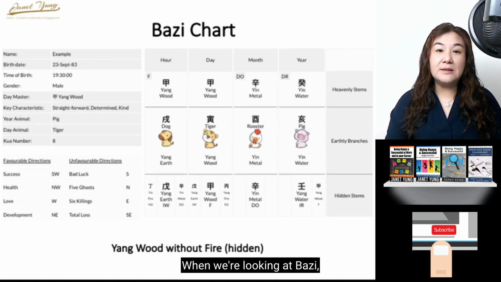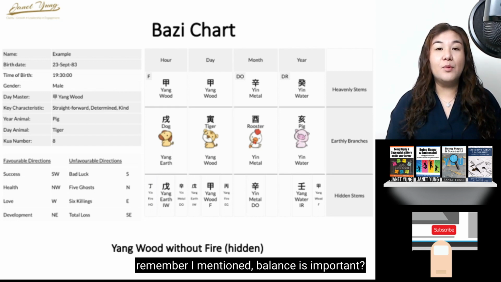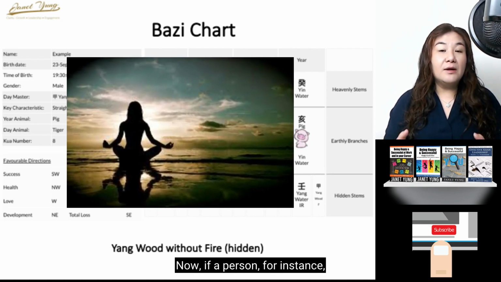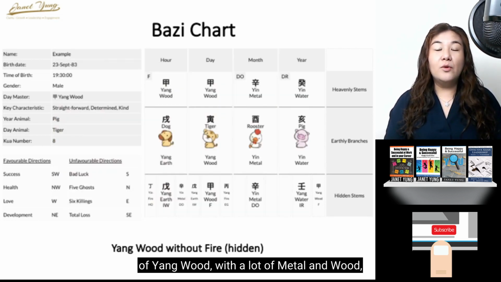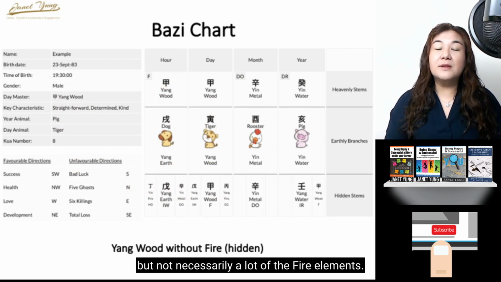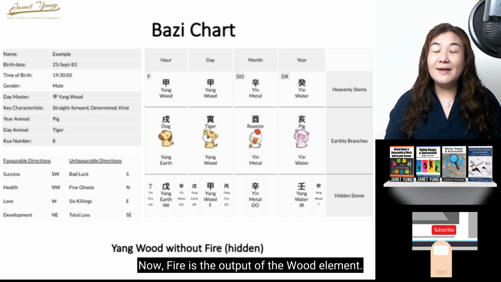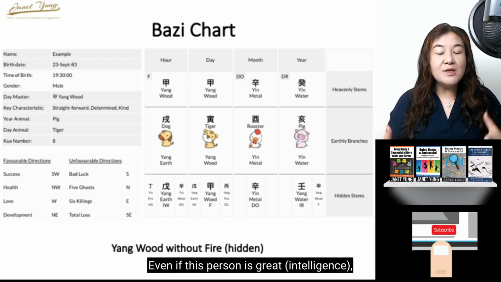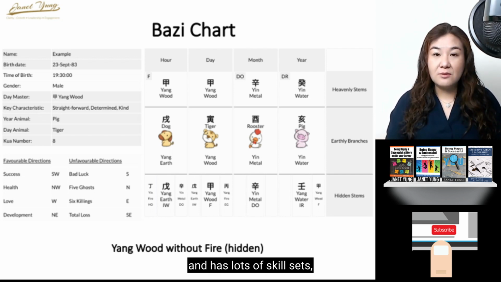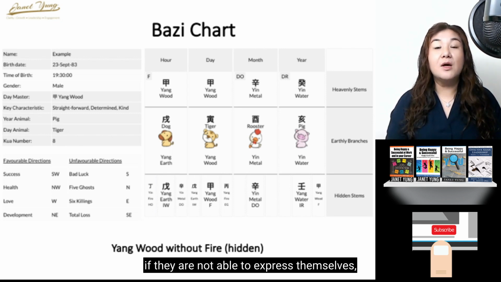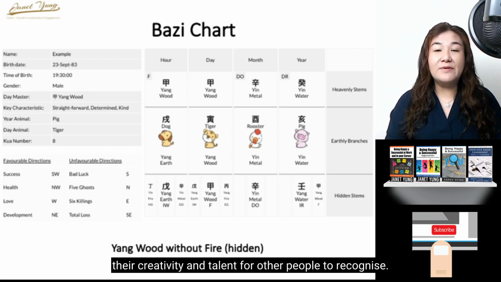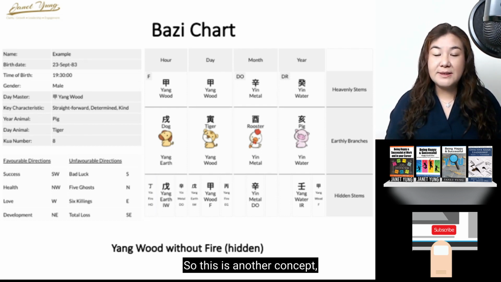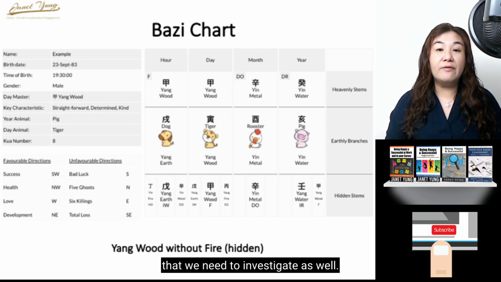When we're looking at Bazi, remember I mentioned balance is important, the flow is important. Now, if a person, for instance, in this particular case, is born on the day of young wood with a lot of metal and wood, but not necessarily a lot of the fire element. Fire is the output of the wood element. Even if this person is great and has lots of skill sets, if they are not able to express themselves, which is the output element of fire, they may not necessarily showcase their creativity and talent for other people to recognize. So this is another concept we need to investigate in a Bazi chart as well.